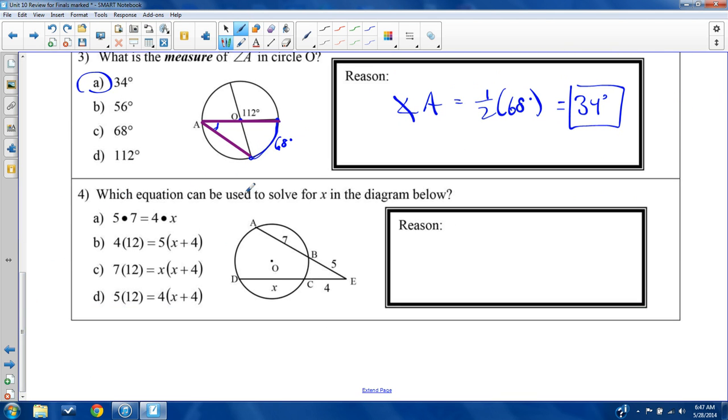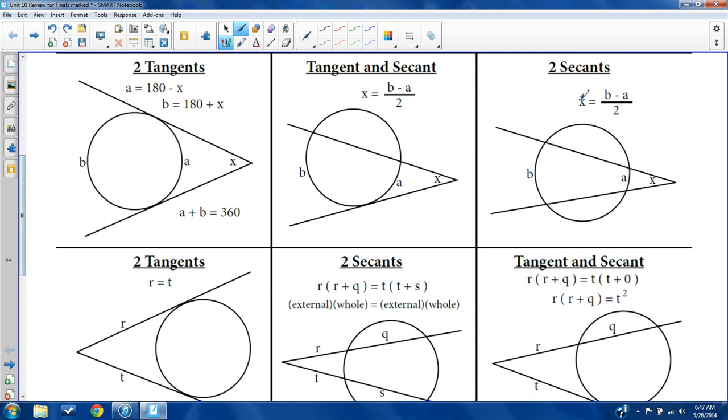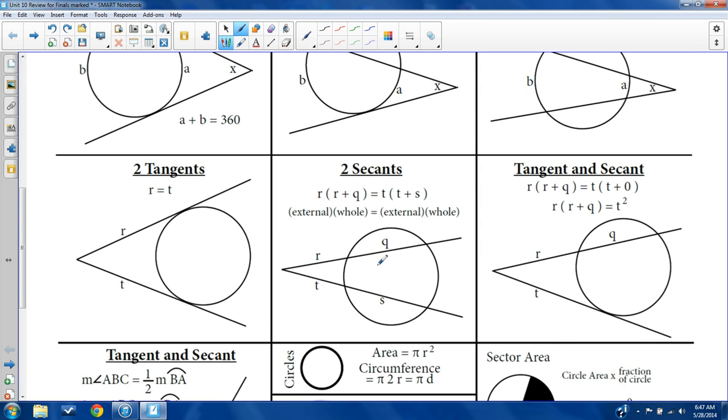Number 4, which equation can be used to solve for x in the diagram below? Okay, I'm going to save you time with regard to everything you need to know here, but you can refer to the circle stuff sheet and find it. This is with 2 secant line segments down here. You get the outside, external, I call it the outside, external times the whole thing. So R is external. R plus Q is the whole thing. Equals T, external, times the whole thing, T plus S. So outside times whole thing equals outside times whole thing.